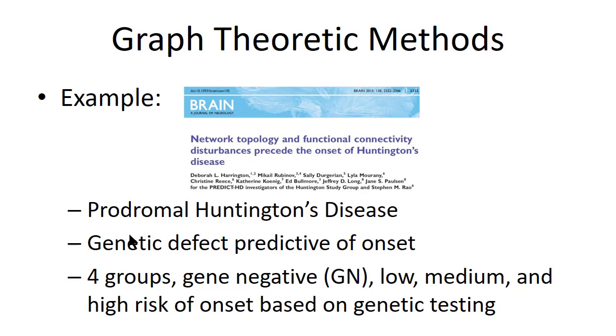As an example, I want to show a graph theory analysis that was done where the Cleveland Clinic participated in a Huntington's disease data set of subjects where there were 4 groups that were defined. The nice thing about Huntington's disease is that it has a genetic identifier. So there was a group of controls that were gene negative. And then in Huntington's disease, based on the degree that the genetic defect is present, you can define the risk of conversion from prodromal to clinical Huntington's disease as low, medium, and high. And so these groups were broken into low, medium, and high.